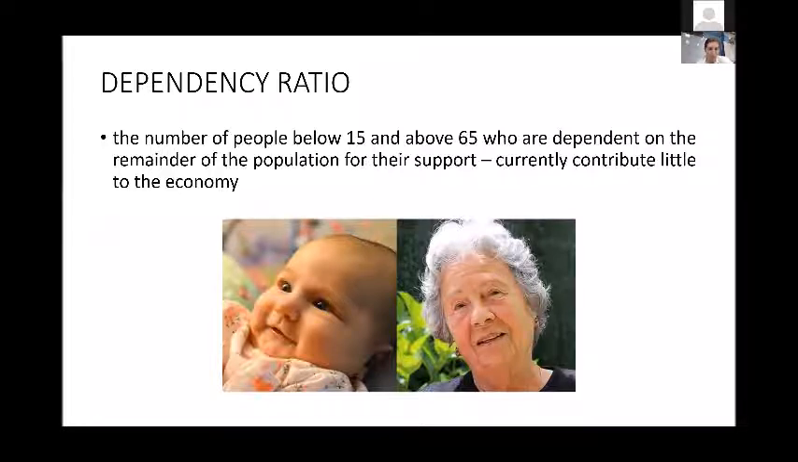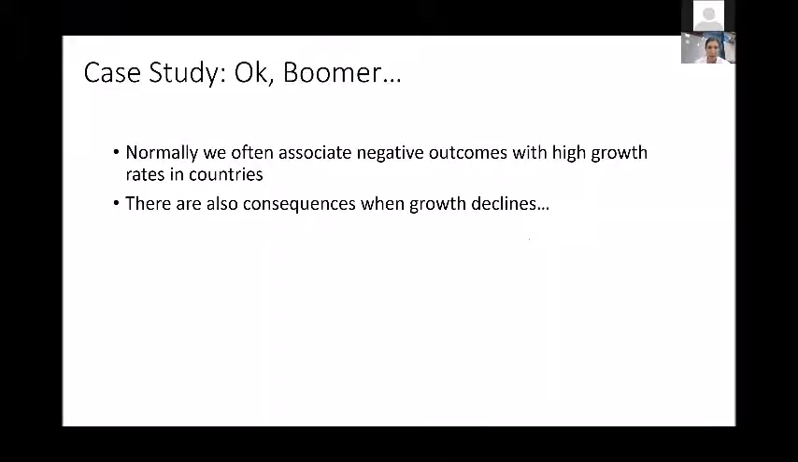If the dependency ratio is higher or it's increasing greater than the people that can support them, then there can be some negative outcomes. And we're going to talk a little bit about how that might be happening in the United States. So normally we associate negative outcomes with high growth rates in countries. So if a population has a high growth rate, it's probably because maybe they don't have educational opportunities for women, or there's not enough medical care, or they need children to work.